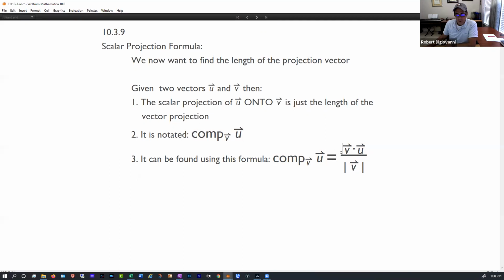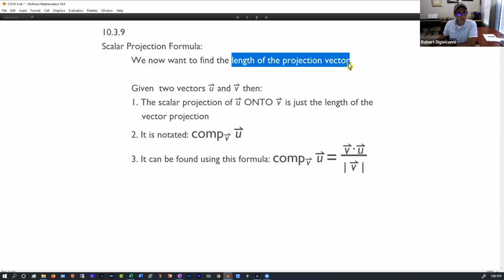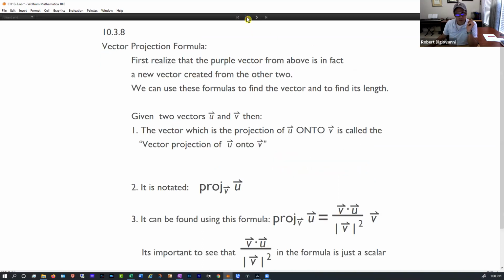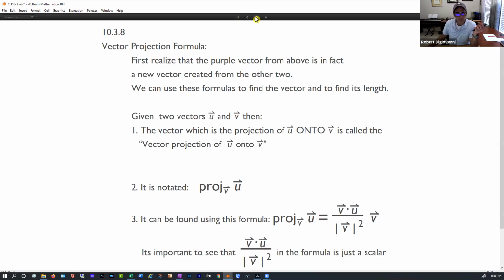And notice that this answer is just going to be a number, right? You have a number on top. The length of V is a number. So a number divided by a number should be a number. And that number is going to give you the length of the projection vector. Okay, so those are two different things. Go back to our picture. One thing I could ask is, what is this purple vector? That would be the projection. Or I could say, how long is that purple vector? That would be the component. Any questions? We're going to do an example, but are there any questions?